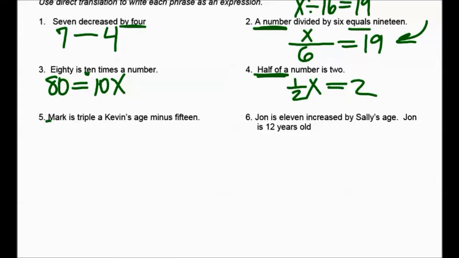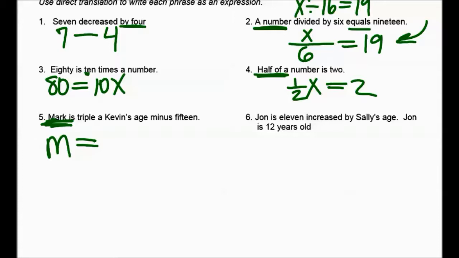All right, Mark is. All right, well, since we're talking about an actual person, sometimes I like using their first letter. So Mark starts with an M. Is means equals. So Mark equals. Mark is triple Kevin's age minus 15. What does triple mean again? Triple means times 3. What are we multiplying by 3 though? It's triple Kevin's age. So it's 3 times Kevin's age.